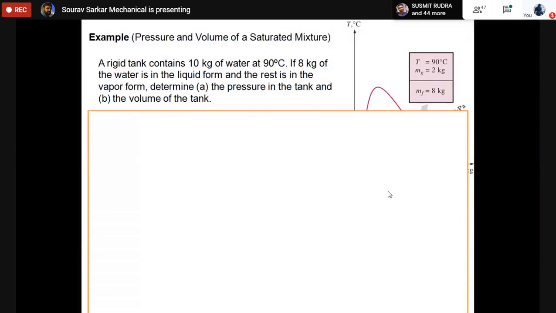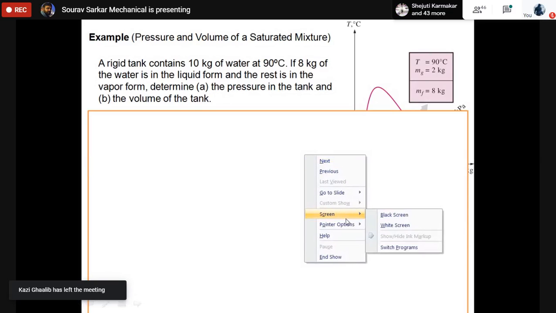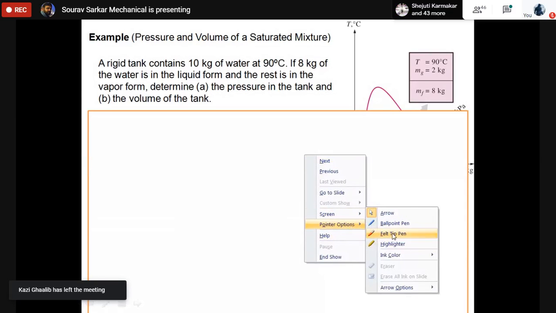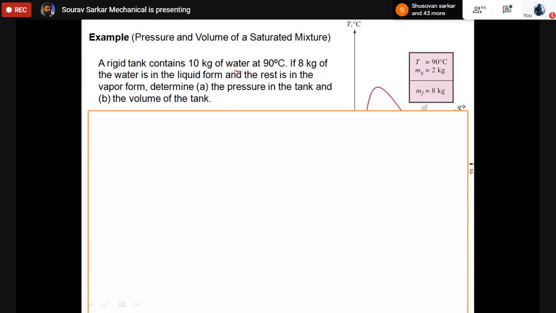Now look into the problem. A rigid tank contains 10 kg of water at 90 degrees Celsius. The previous problem, but here they are referring to water. The state of the water is not yet mentioned; it is simply written as water. 8 kg of the water is in the liquid form and the rest is in the vapor form. Determine the pressure of the tank and the volume of the tank.